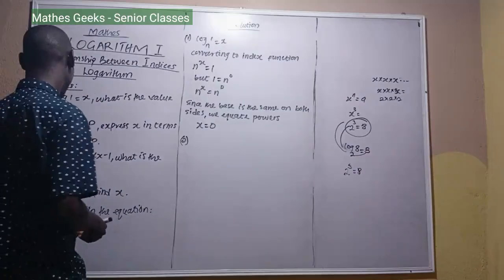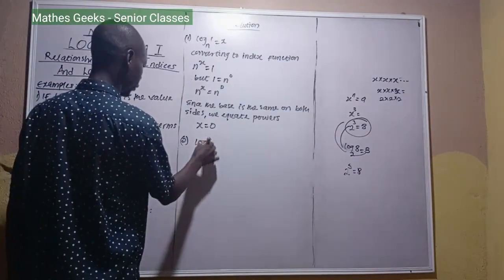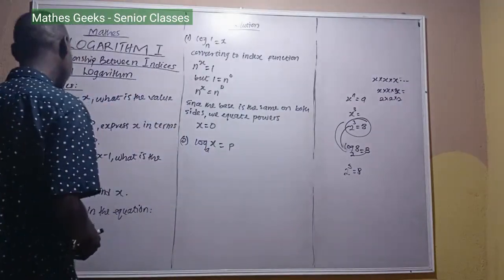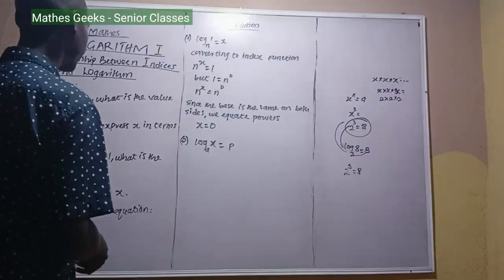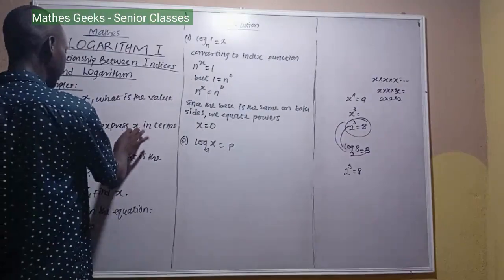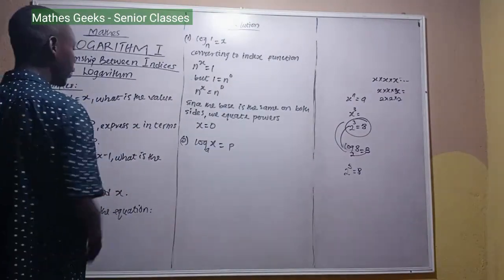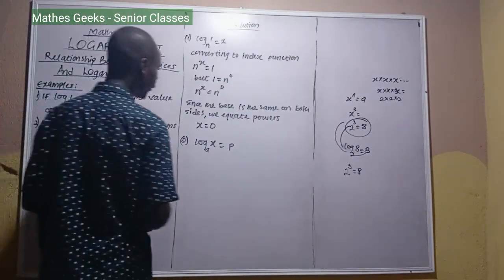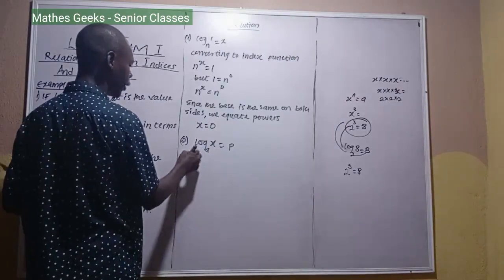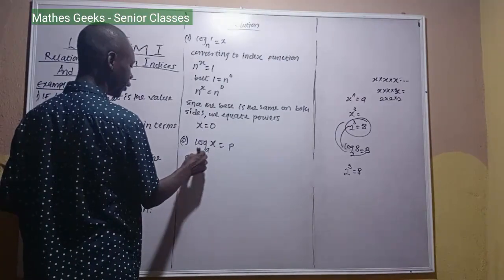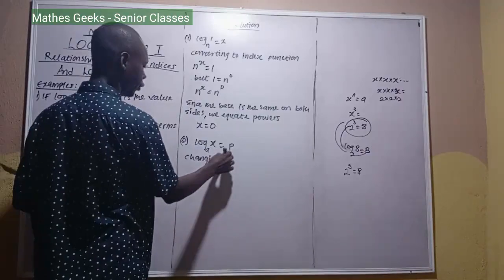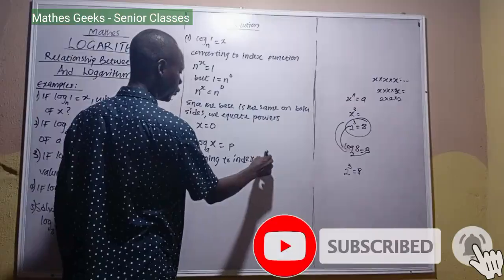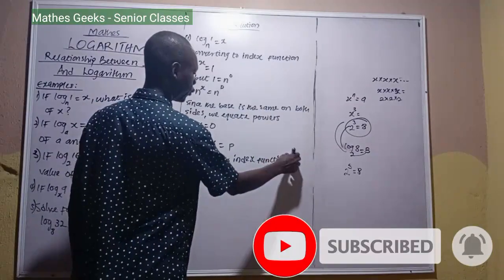Number 2: if log x to the base a is equal to p, express x in terms of a and p. To express x in terms of a and p means x should be the subject of the formula. So the first thing we need to do is convert this to index function or notation.